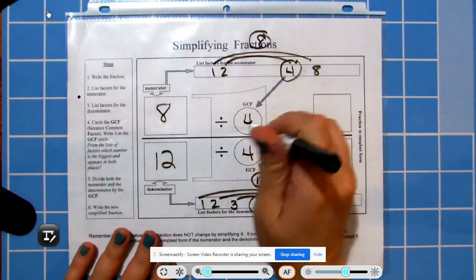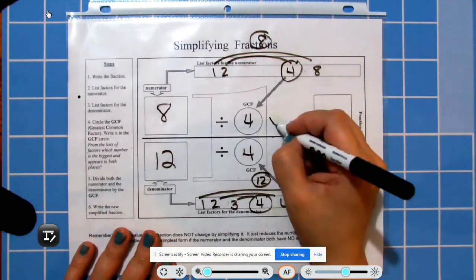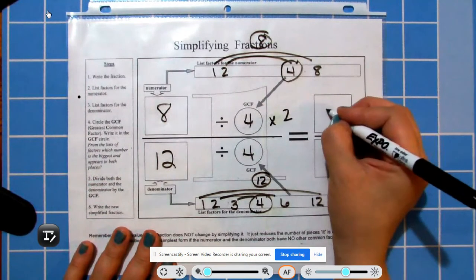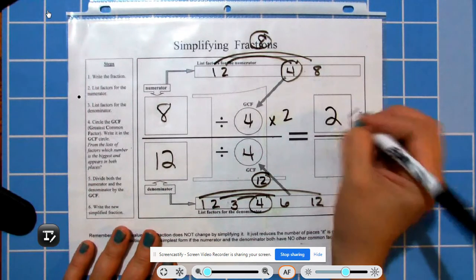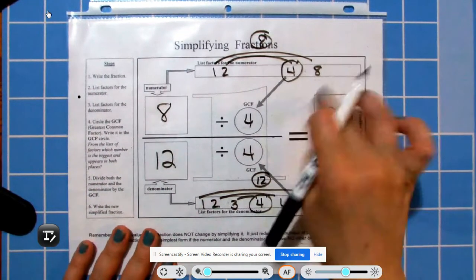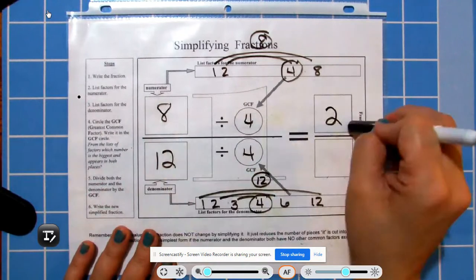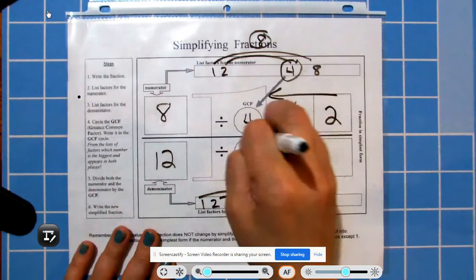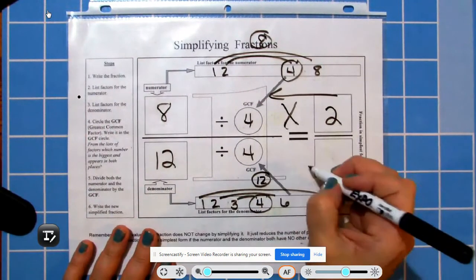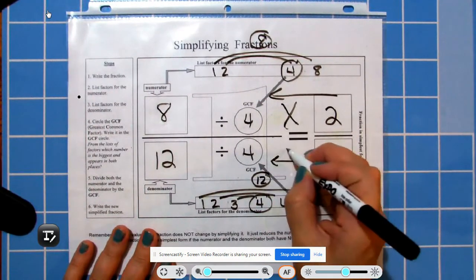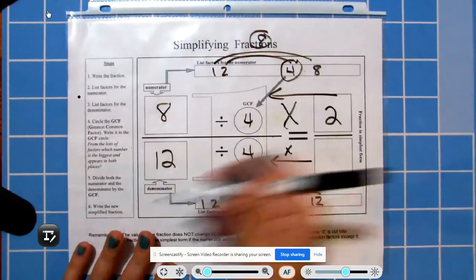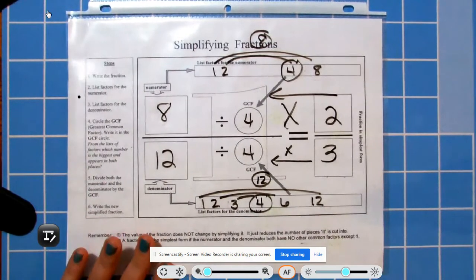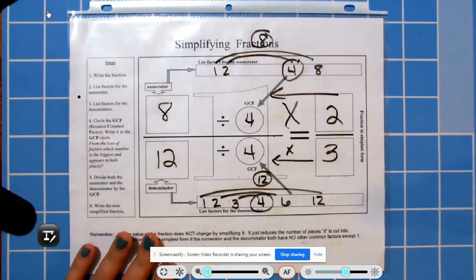How many groups of 4 can we get out of 8? 4 times 2 is 8. You can reverse multiply. What times 4 equals 8? 2. If you go back this way, 2 times 4 equals 8. Okay, let's think about this one if we go back this way. Sometimes it's hard to think about the division part. Work backwards. Something times 4 equals 12. Oh, it was 3. So 8/12 will simplify to 2/3.